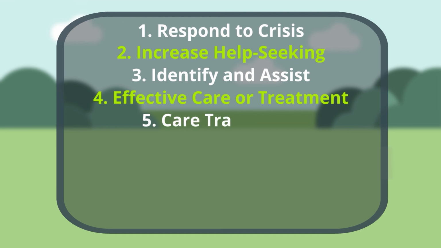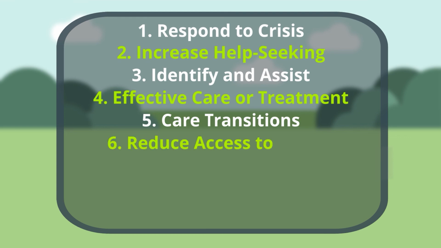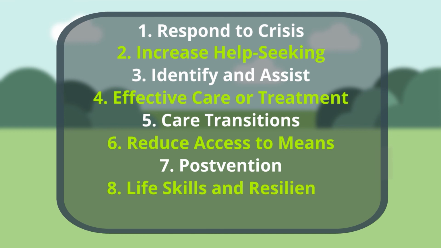Fifth, students seeking services from multiple providers should be supported during care transitions. Sixth, whenever possible, we must reduce access to means someone might use to end their life. Seventh, if a suicide does occur, we need a good postvention plan in place so that we can reduce the risk of contagion to other members of the campus community. Eighth, we also want to strengthen the emotional well-being of the entire campus by proactively building the life skills and resilience of all students. And finally, we want to increase the connectedness of everyone on campus to build a healthier community.